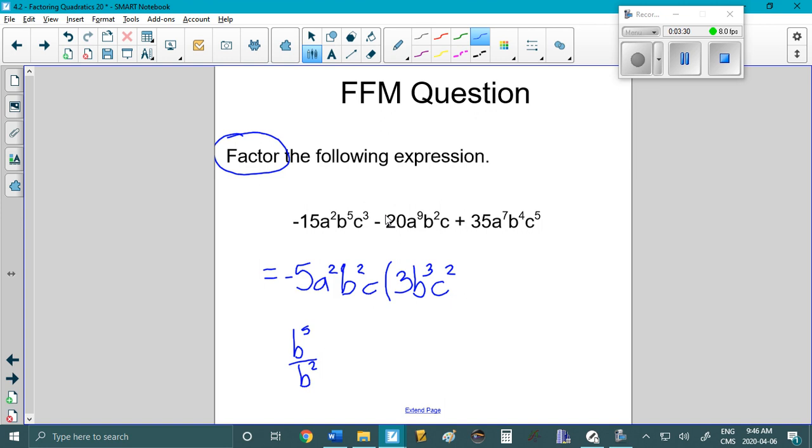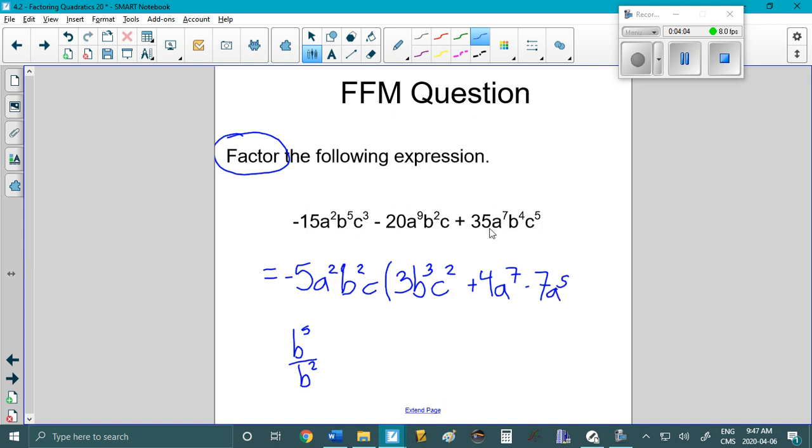Okay. Now I'm going to divide negative 20a9b squared c by negative 5a squared b squared c. So the negatives cancel out. 20 divided by 5 is 4, so I write plus 4. A to the 9 divided by a to the 2 is a to the 7. B squared over b squared, they cancel. C over c, they cancel. So our second term is just positive 4a to the 7. Now, 35 divided by negative 5 is minus 7. A to the 7 divided by a to the 2 is a to the 5.